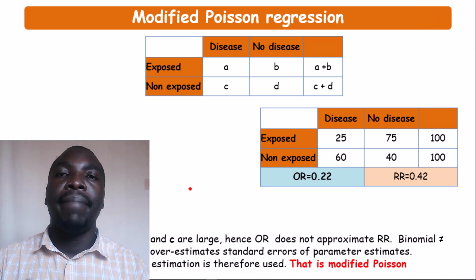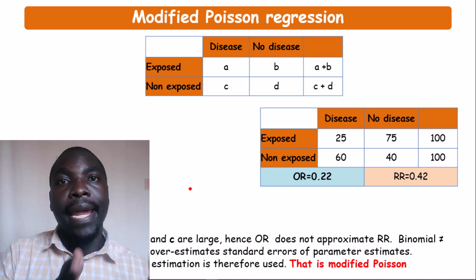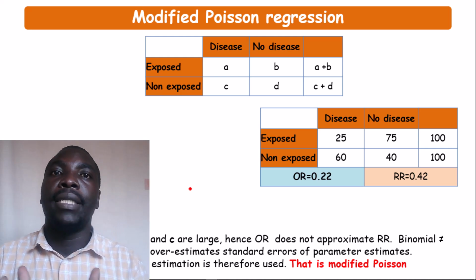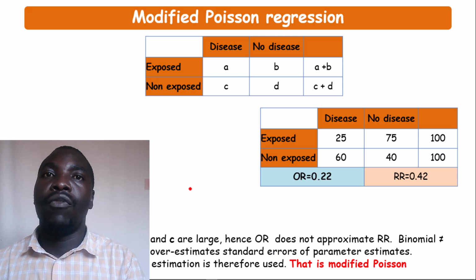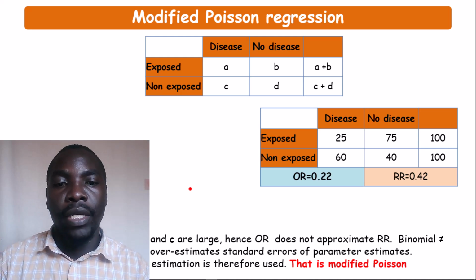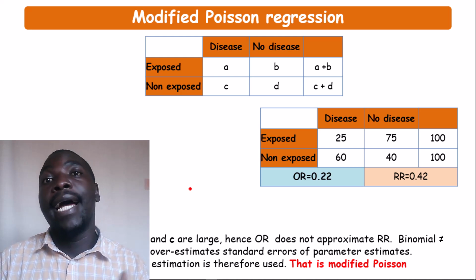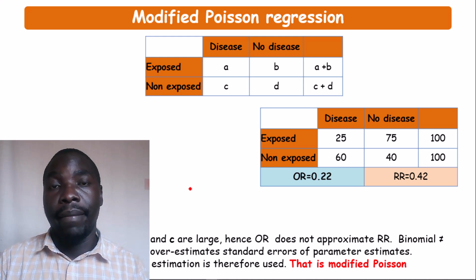So we use the normal Poisson model, but we use robust standard errors, hence the word modified Poisson regression. So a modified Poisson regression is basically a normal regression, but utilizing robust standard errors to avoid overestimation of the standard errors of the parameters.